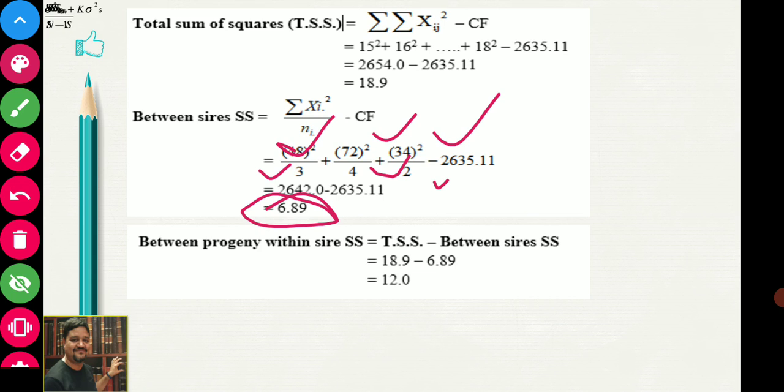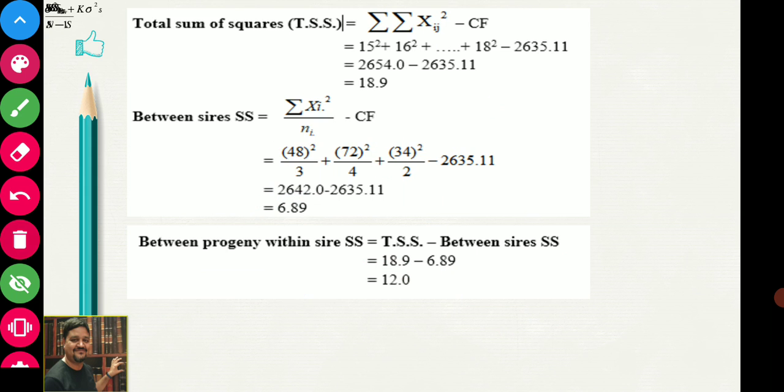Now what about the error? Between progeny, or you can say within sire. For uniformity, you remember within sire sum of square. So within sire sum of square will be total sum of square minus between sire sum of square. So it is simply subtraction. So it is coming 12.